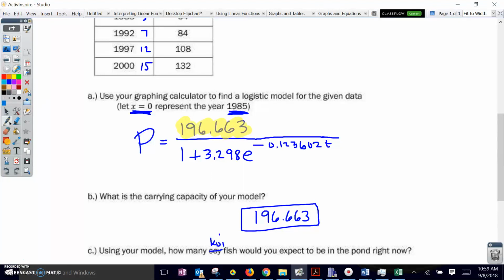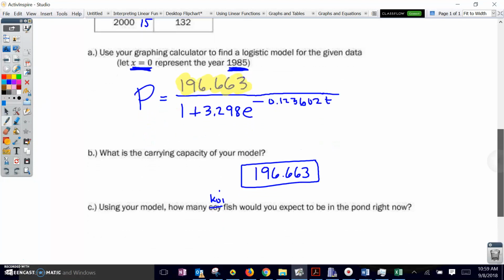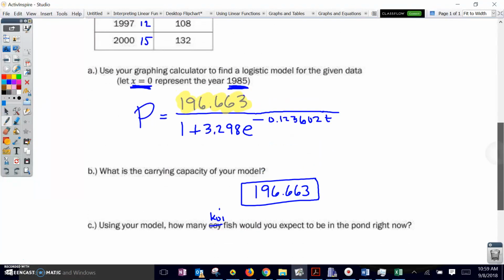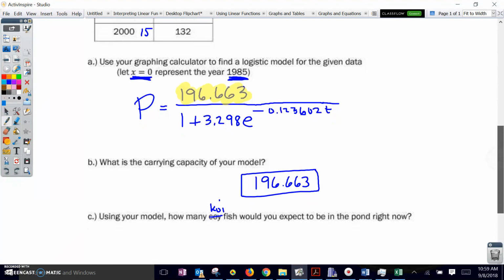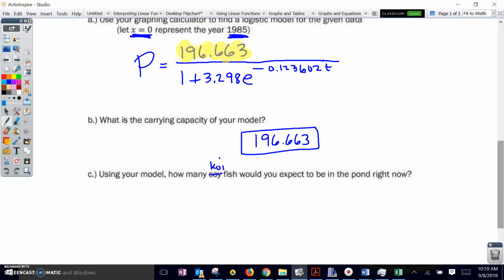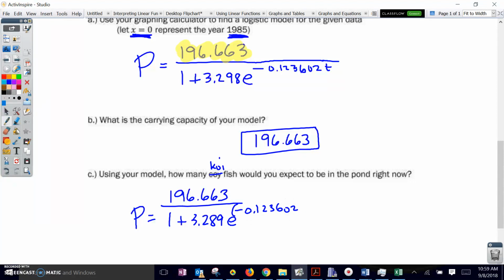And then using our model, how many koi would we expect to be in the pond right now? So this is the year 2018 when I'm making this video. So we're looking at time 33. So we want to put 33 into this model for the time. So we're going to have 196.663 over 1 plus 3.289 e to the negative 0.123602 times 33.